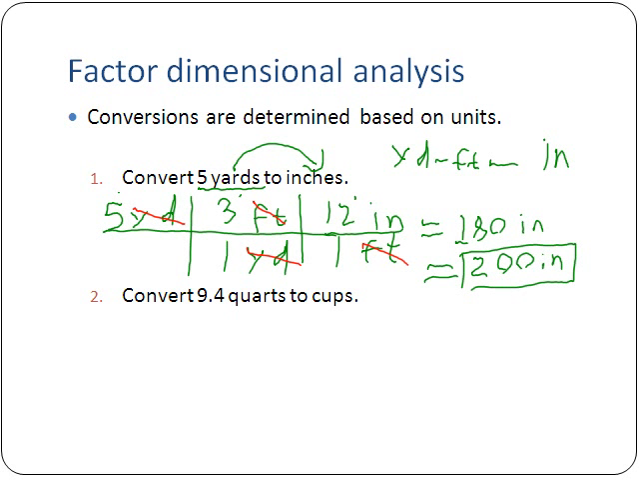So this is why we're going to have 200 for this one. Let's look at our next one. Convert 9.4 quarts to cups. So we start off, write out what we've got here. We've got 9.4 quarts, so we'll set up our table like that. But we have to go from quarts to cups. How do we do that?